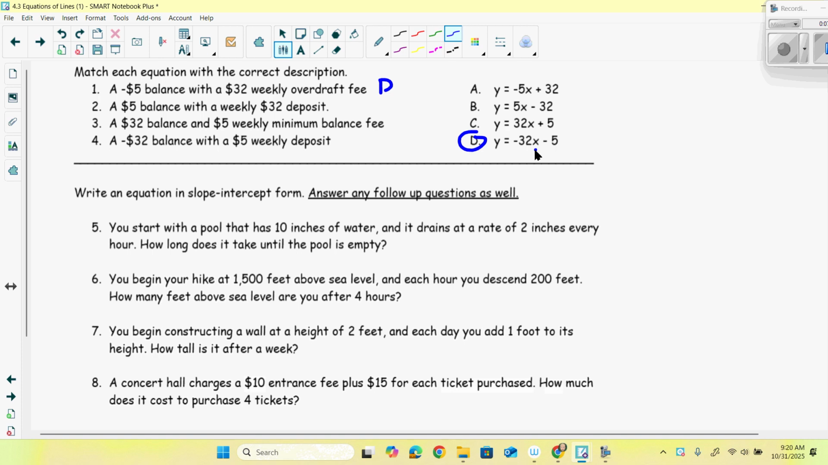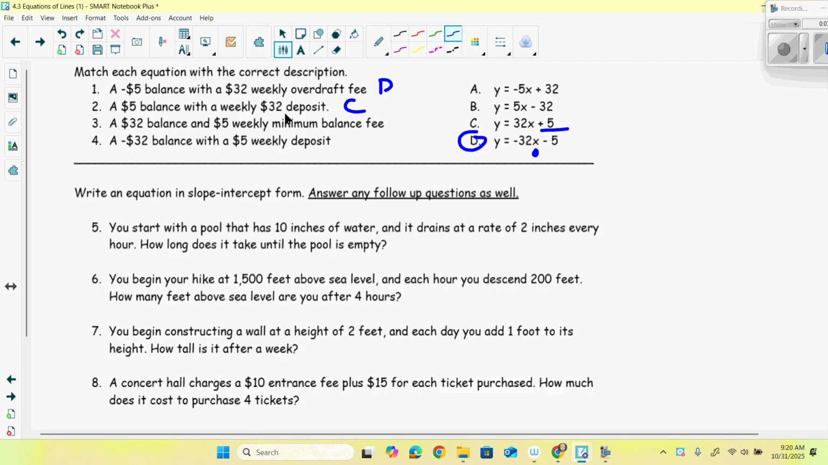If you plugged in a 0 for x, you would have a starting value of -5. That's our y-intercept. And then a weekly overdraft fee actually takes money away from you. Okay, and that kind of makes sense. If we're already at -5, that means you took more money than you had with your bank, and that's called an overdraft. Reading this one, you have a $5 balance, so that should be this positive one. So this answer has to be C.